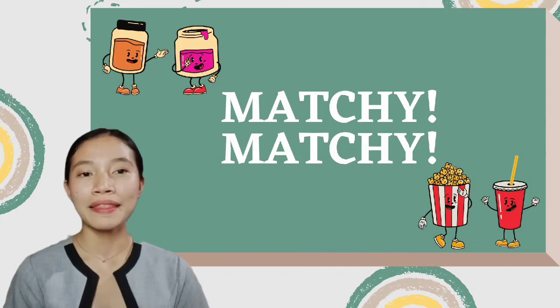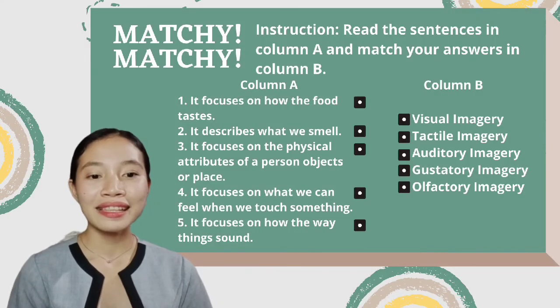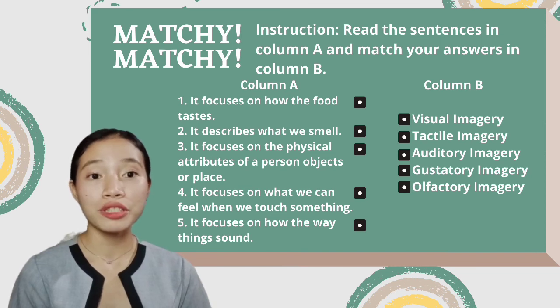Let's now proceed to our next activity, and we call it Matchy Matchy. This time, prepare your notebook and write your answers there. And then later, take a photo of it and submit it to our Google Classroom. For test 1, read the sentences in column A and match your answers in column B. For number 1, it focuses on how the food tastes. Number 2, it describes what we smell. Number 3, it focuses on the physical attributes of a person, object, or place. Number 4, it focuses on what we feel when we touch something. And for number 5, it focuses on how things sound.